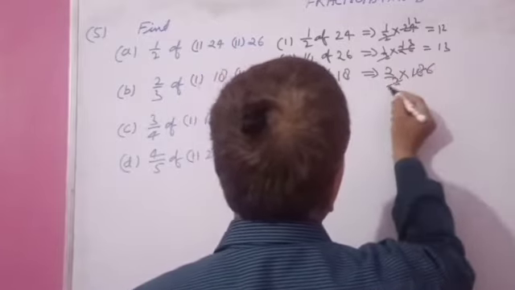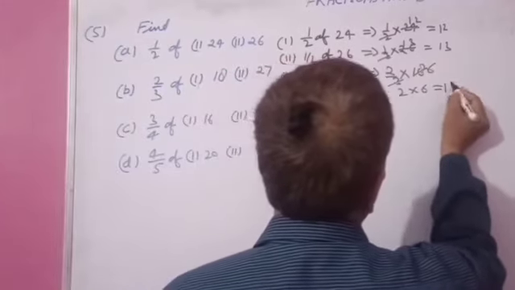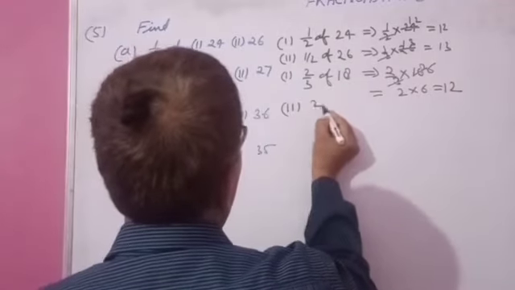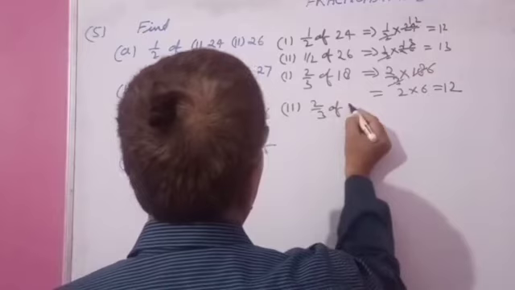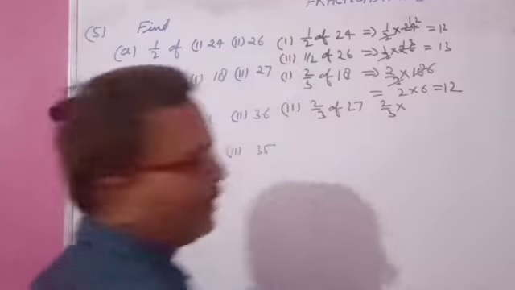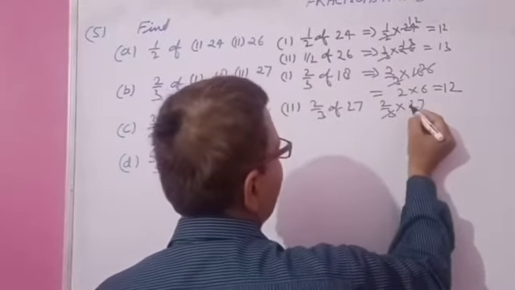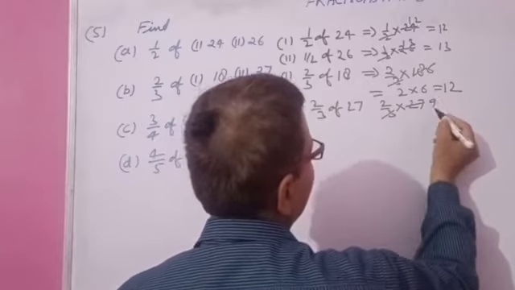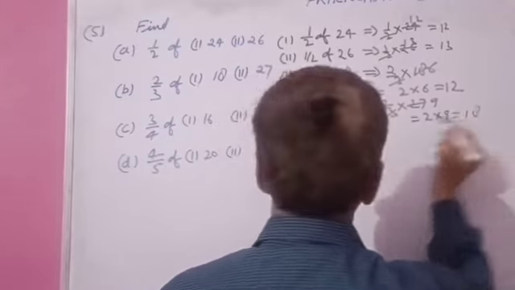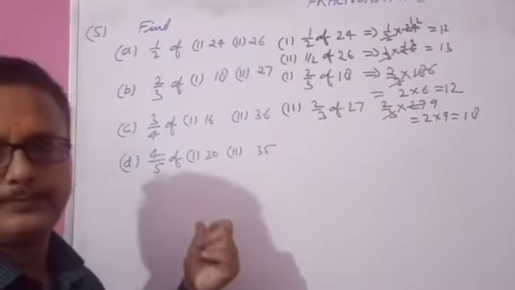3 6 is 18, that is 2 multiplied by 6, that is 12. Second part, 2 upon 3 of 27. 2 upon 3 multiplied by 27. 9 3s are 27. That is 2 multiplied by 9, that is 18. And this part you will do on your own.